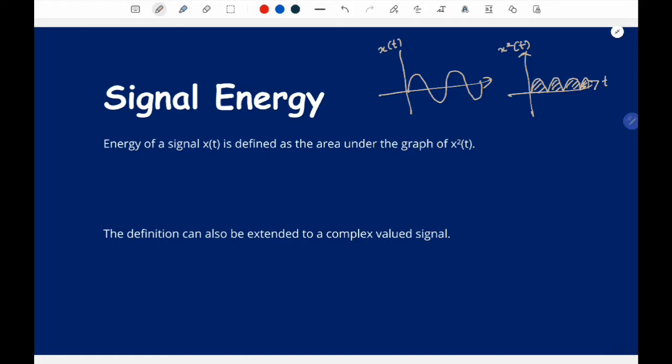So mathematically, how do you describe it? Let's say Ex is the energy of the signal x of t. Then we have the integral of x square of t dt, and you have to integrate it from minus infinity to infinity. So now you have solved both the problems, the longness of the signal and the negative values, right? This is when x of t is a real signal.